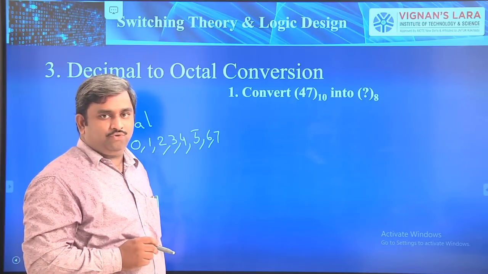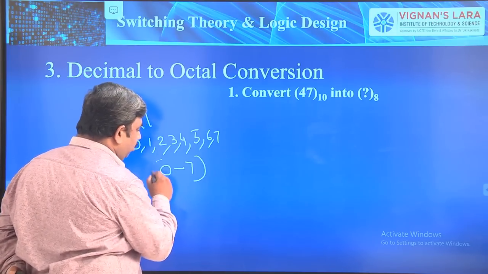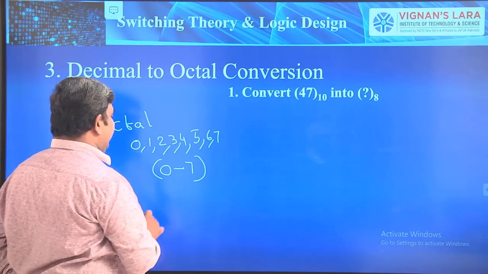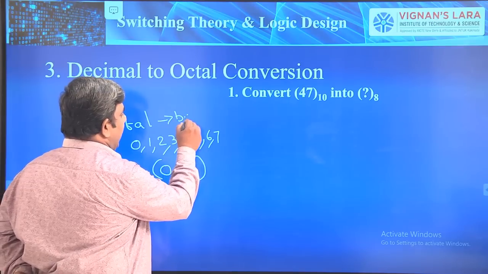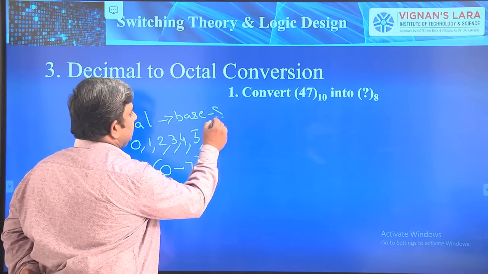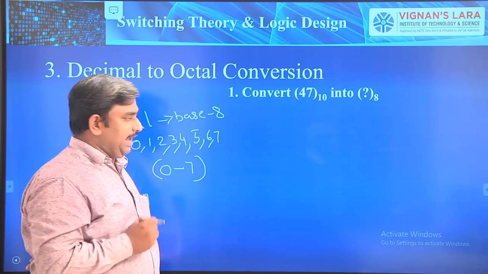0, 1, 2, 3, 4, 5, 6, 7. That is, in our octal number system we have 0 to 7, a total of 8 numbers. So for that reason we use base 8. In our octal number system, our base is 8.